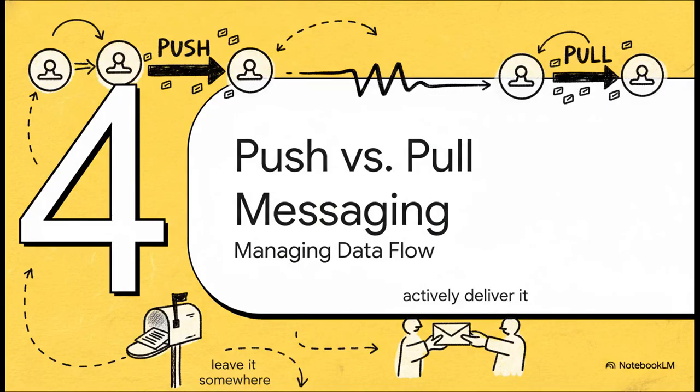Okay, so you've got all these different services, or maybe just different parts of your monolith. How do they actually talk to each other? When one part of the system needs to send a message to another, does it actively go and hand deliver it, or does it leave it in a mailbox for the other part to come and pick up later?